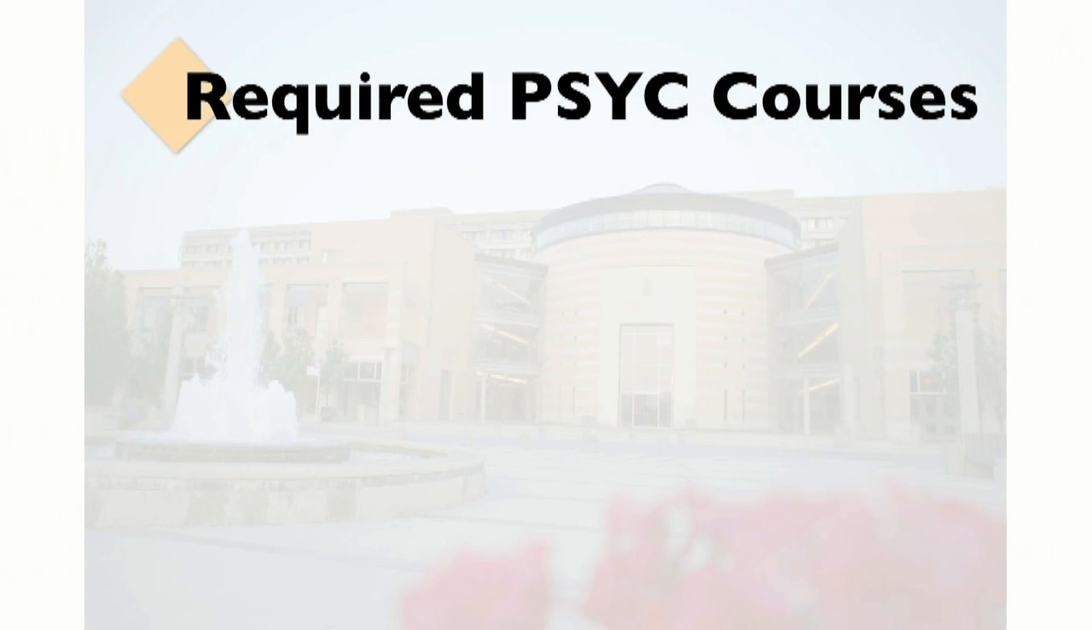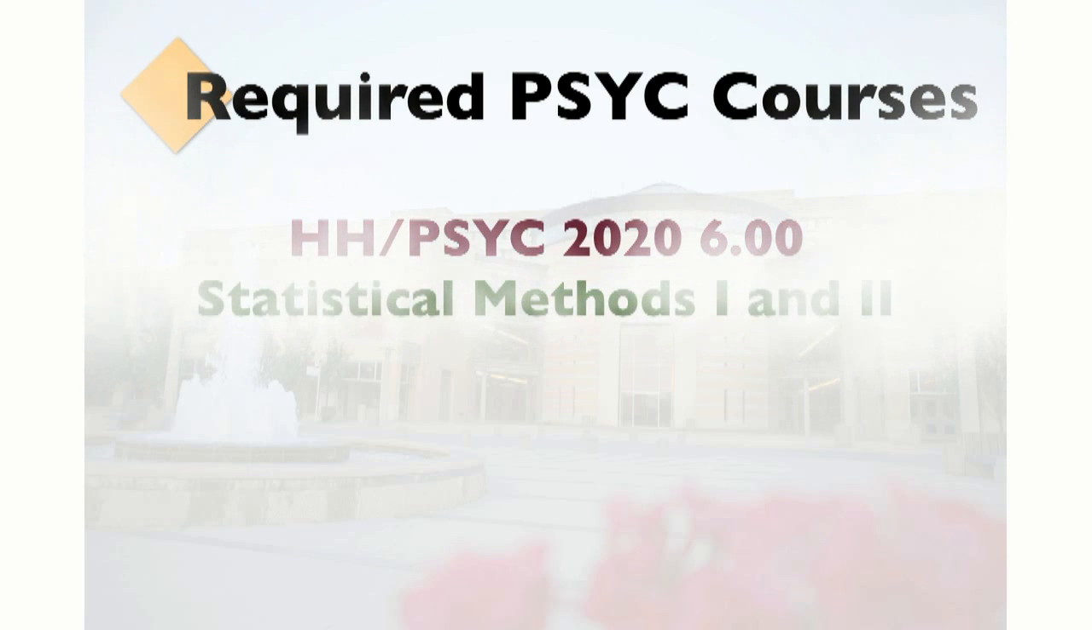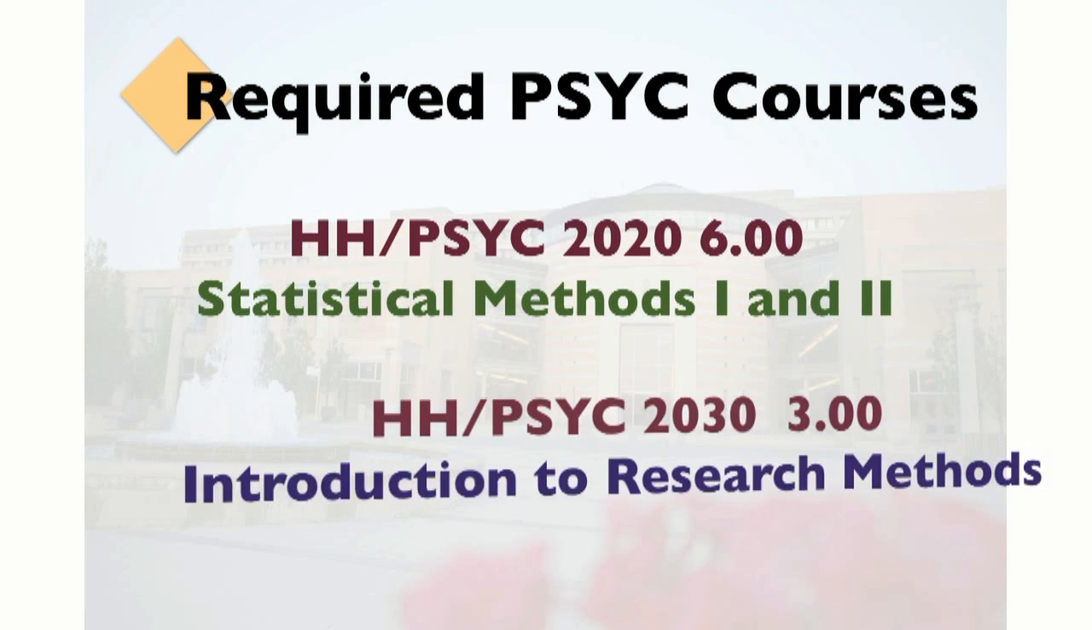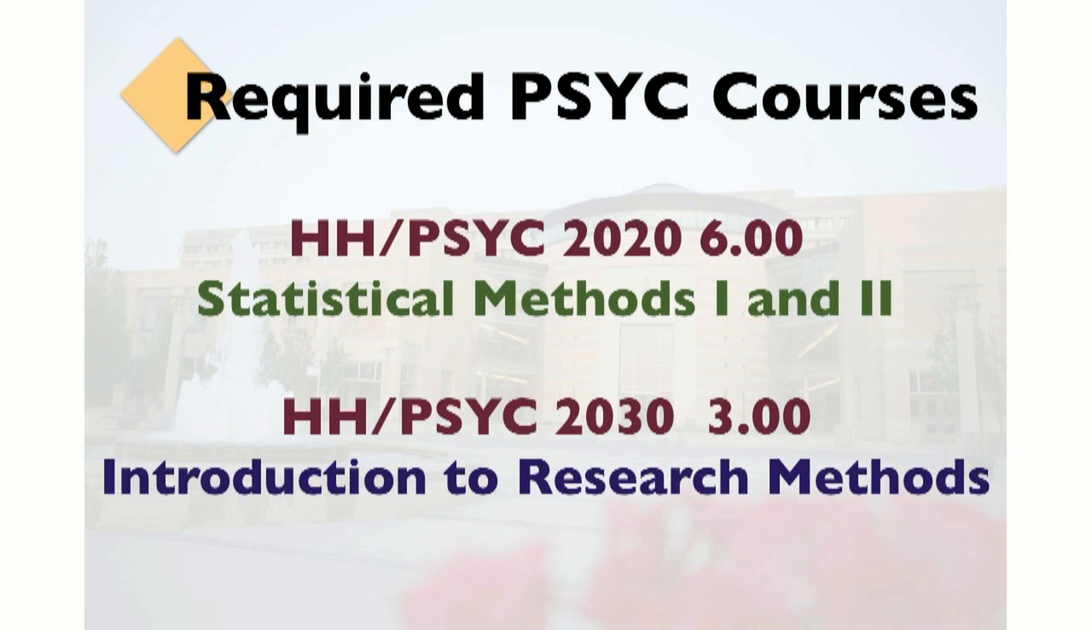You will also need to take Psych 2020, Statistical Methods 1 and 2, or Substitutions, and Psych 2030, Introduction to Research Methods. These core methodology courses will be taken in your second year.